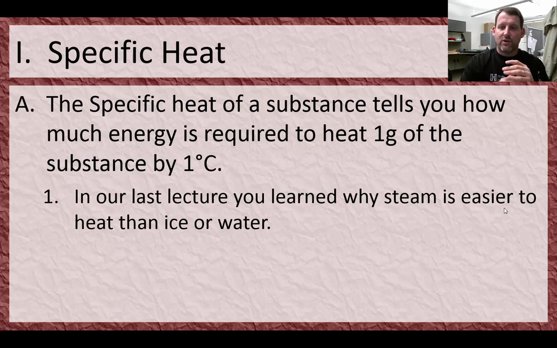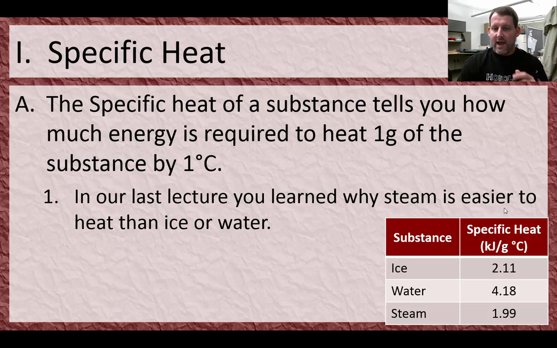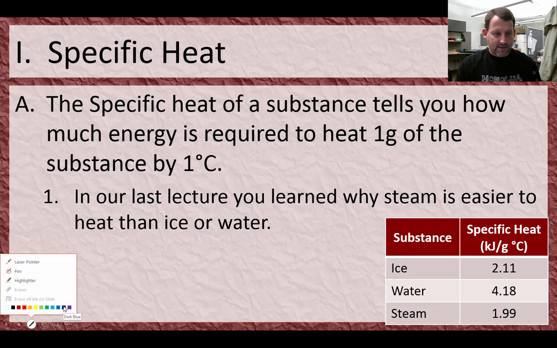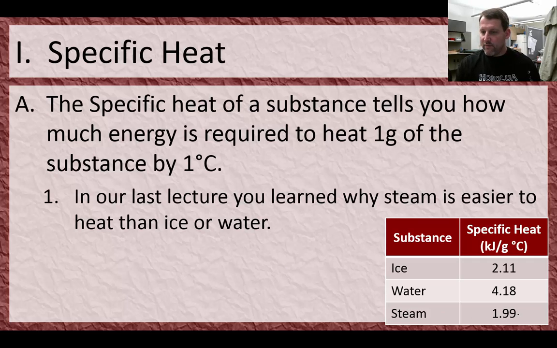And in the last lecture, you learned that steam is easier to heat than ice or water. You learned why from a molecular perspective that would be the case. And so today we're going to learn how to use the numbers. And here are the numbers. So steam, you can see, has a value of 1.99. It has a very low specific heat, or at least a low one. Ice is 2.11, in the middle-ish, and then water is 4.18, substantially higher than both.